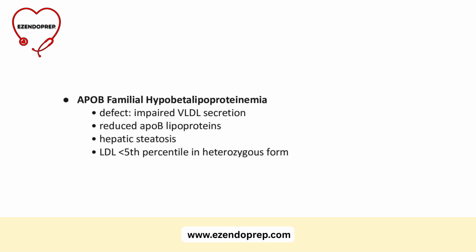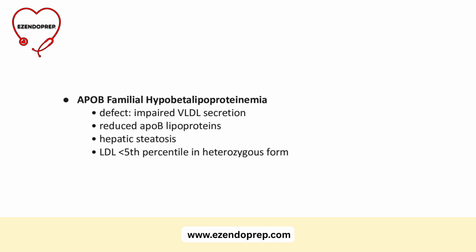Now let's move to familial hypobetalipoproteinemia caused by mutations in the ApoB gene. In the homozygous form, both alleles are affected, resulting in markedly reduced or absent ApoB lipoproteins. The phenotype mirrors abetalipoproteinemia, though it's often less severe. In the heterozygous form, which is much more common, LDL levels are below the 5th percentile, and many individuals are clinically asymptomatic. But there's one critical complication to remember: hepatic steatosis.